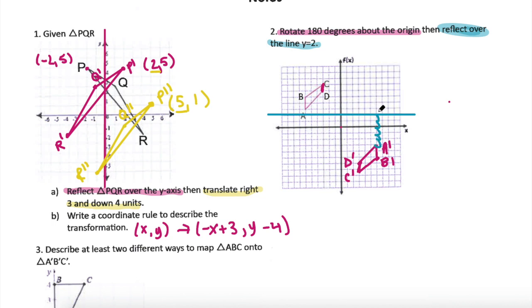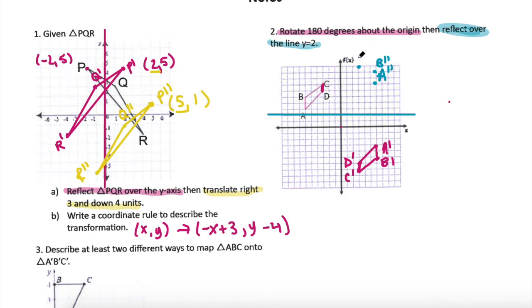If we look at point A, we're going to go down 1, 2, 3, 4, 5 units. So point A double prime is going to be 1, 2, 3, 4, 5 above here. So there is A double prime. B went down from our line of reflection 1, 2, 3, 4, 5, 6, 7. So B double prime is going to be 7 above. Point D went down 8. So point D double prime is going to be 8 above.